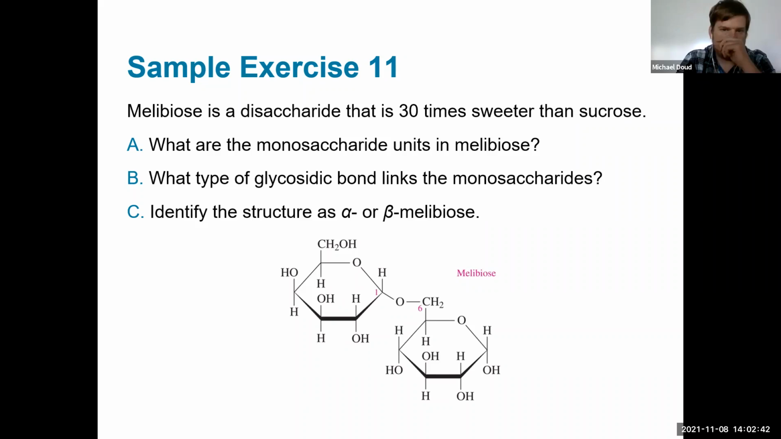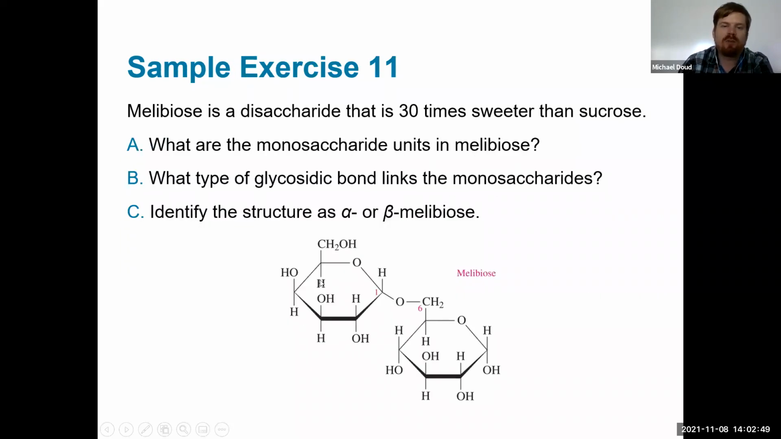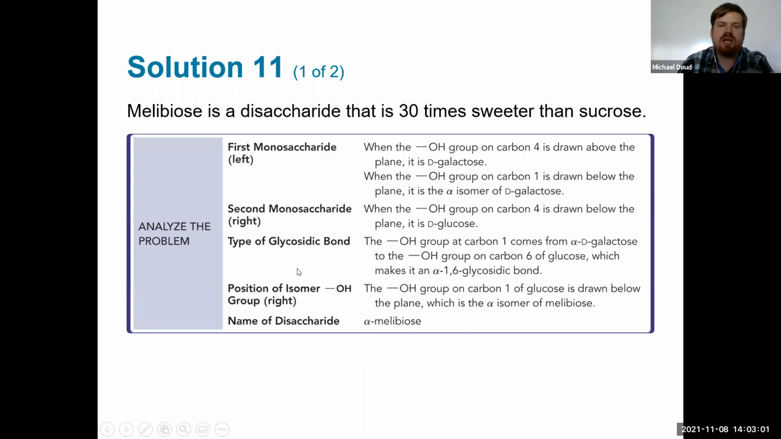Okay, let's take a look. So what are the monosaccharide units? Well, for the first monosaccharide unit, check out the OH group on carbon 4. There are only 3 possibilities: glucose, galactose, or fructose. Here for carbon 4, the OH group is sticking up. And when the OH is pointed up, that's a pretty good indication that it's D-galactose. If it were pointed down, then it would be D-glucose.